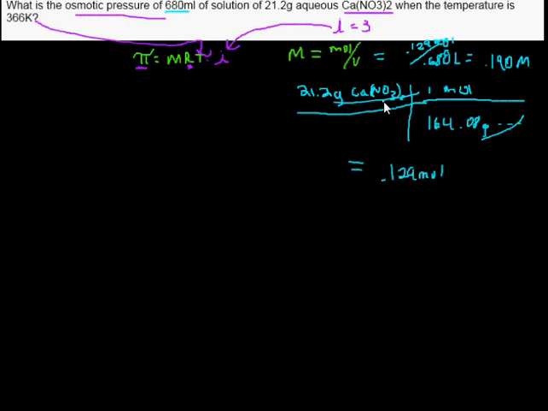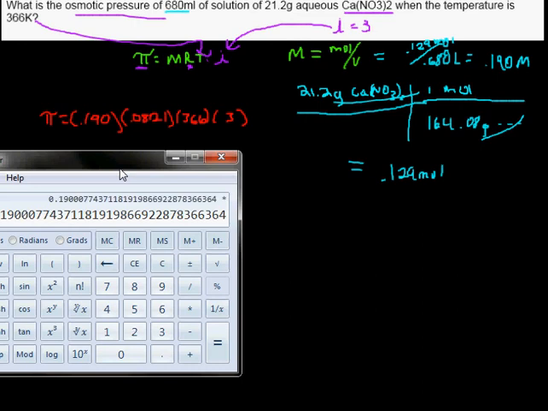Alright, now we just plug and chug. We get that the osmotic pressure is equal to, and we have all these numbers now, so we can literally just plug it in and multiply all of them together. Remember, the answer we get is in atm. So that's molarity. Gas constant is 0.0821. Temperature is 366 K. And the van 't Hoff factor is 3. So we just multiply all of them together.